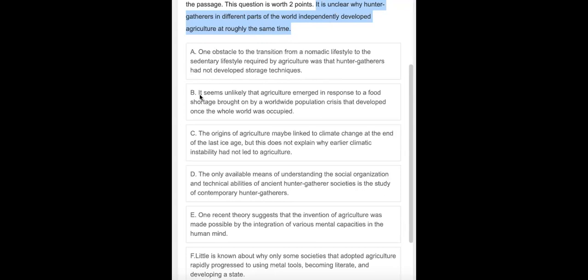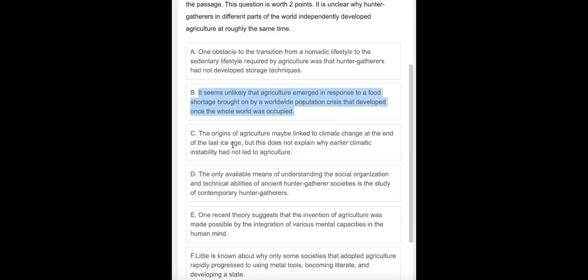But look at B. It seems unlikely that agriculture emerged in response to a food storage brought on by a worldwide population crisis that developed once the whole world was occupied. Okay, so this one is bringing up like, well, this idea doesn't seem right. So that seems more of a match for my main idea, right? So those of you who are typing in B, I think you are right on it. It's a match for, it's unclear, it seems unlikely, like this idea is not a good one.